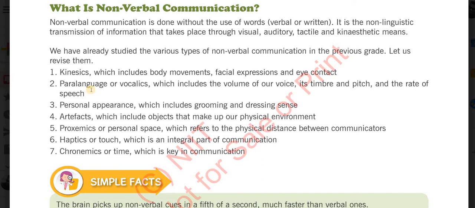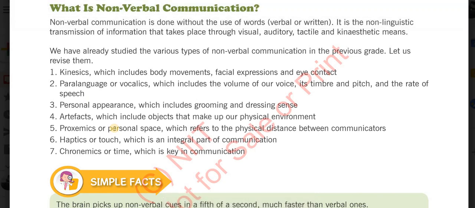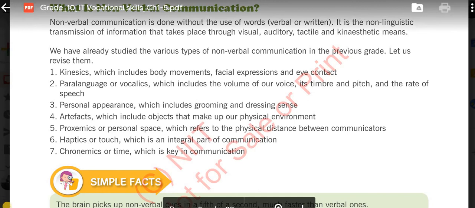If you touch a person, it is also a kind of communication, which is non-verbal communication. So this is all of non-verbal communication. Let's find out what we're going to learn next.